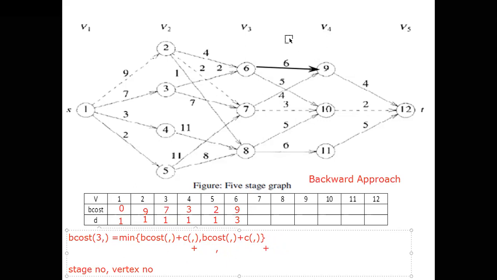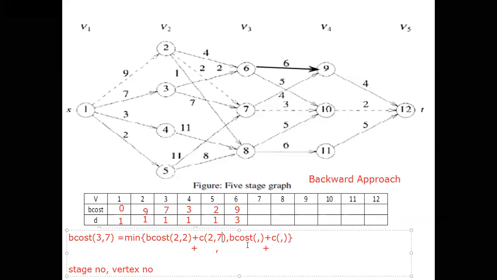Now we will see which is stage 3, which is vertex 7. I should update here as 7. How many edges are coming to 7? 1, 2, 3. One edge is from 2, one is from 3, one is from 5. We will take it from 2 first. What is the first one? B cost of stage 2, 2. I will write here 2, 2 plus C of 2 to 7. Correct? C of 2 to 7.